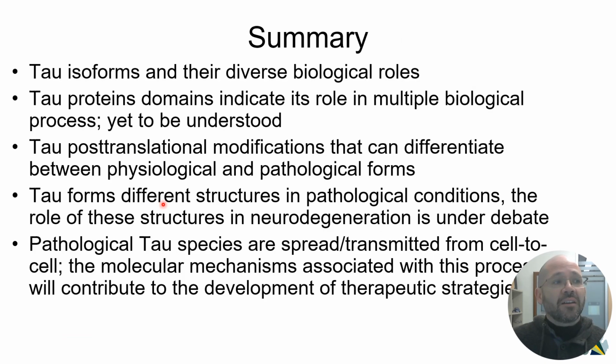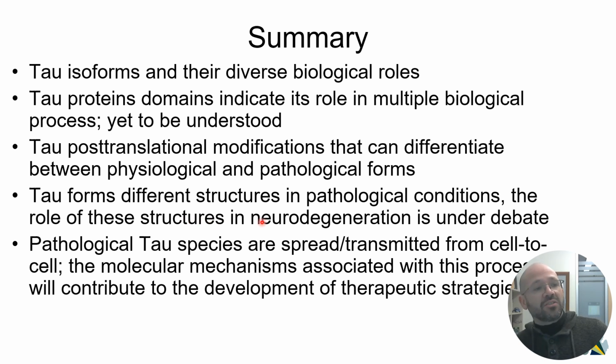So in summary, mainly the tau isoforms that we talked about are the ones used for study. However, there are two other isoforms, the big tau and the W tau. And tau proteins have diverse biological roles beyond microtubule binding and microtubule dynamics. The domains indicate those multiple biological roles that still need to be further understood. How post-translational modifications differentiate between physiological and pathological forms, or what combinations are required to transition from one state to the other, is still under study.